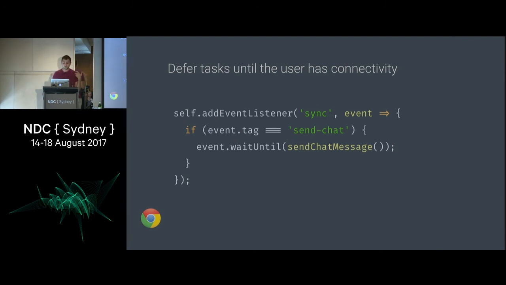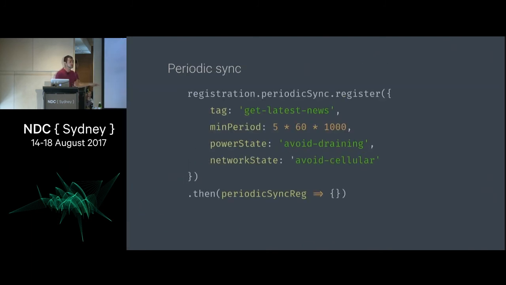There's also another feature of it, which is called periodic sync, which doesn't work anywhere because it's currently being spec'd. So this might change a lot. This allows you to pull some information from the internet, say every 5 minutes. And you don't have to specify these, but you could be more specific. You could say, only do this on Wi-Fi, so avoid cellular, and only do this when the phone is plugged in, to avoid draining the battery.